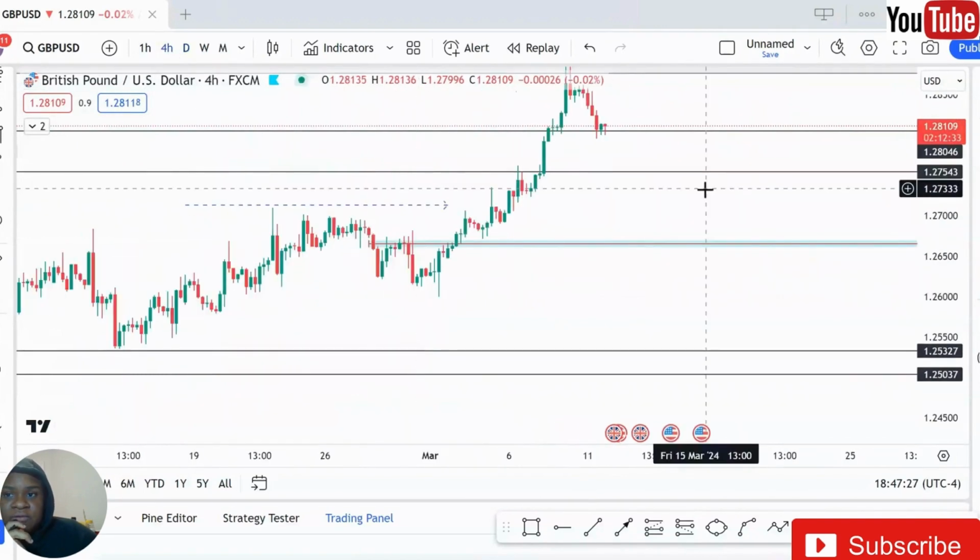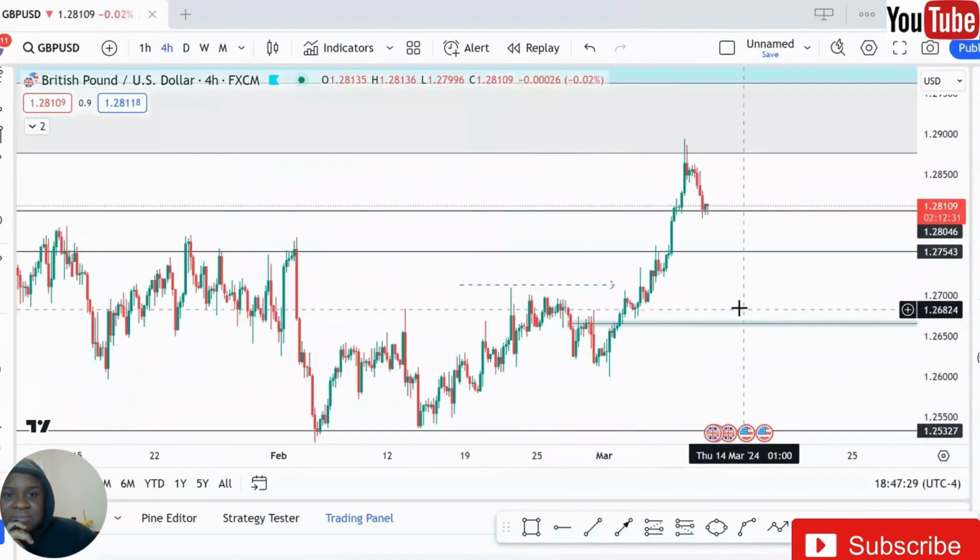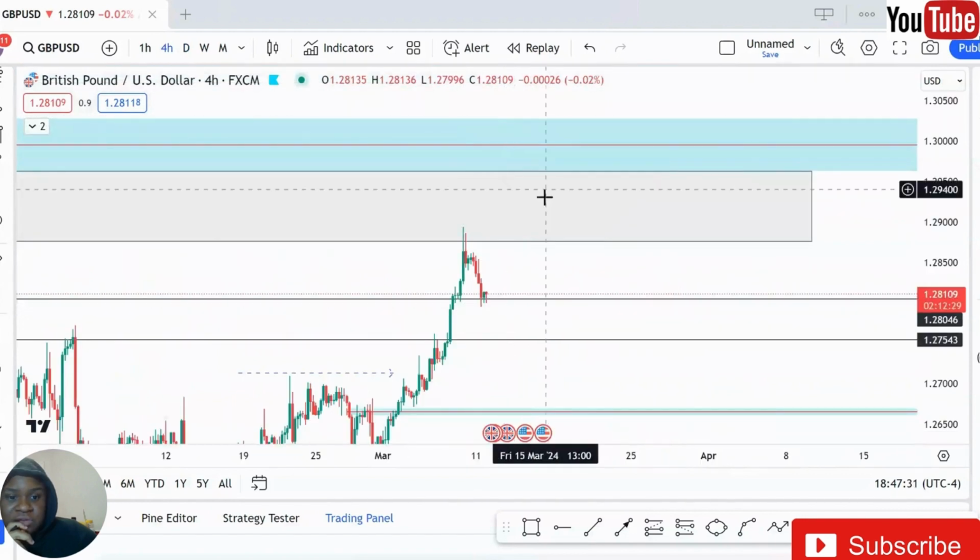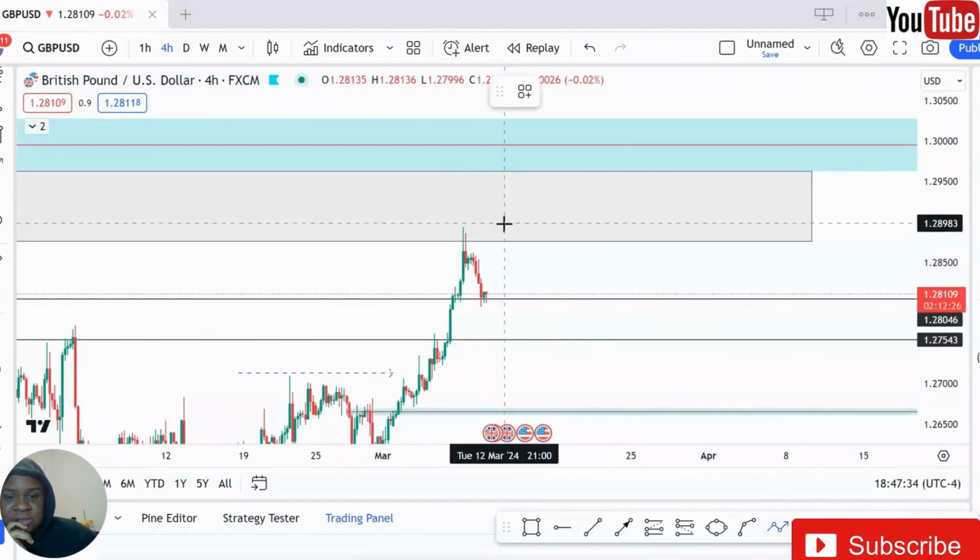So on 4 hours, I'm looking at market to still go up a bit. But if it doesn't go up a bit, I'm looking at it doing this.